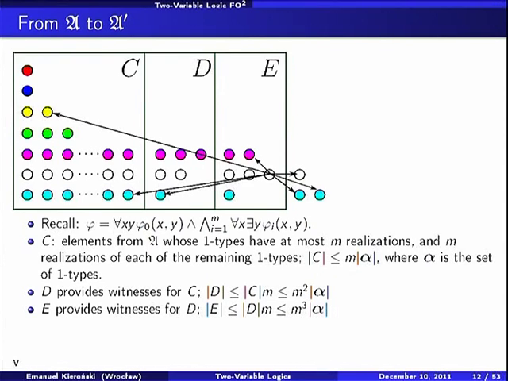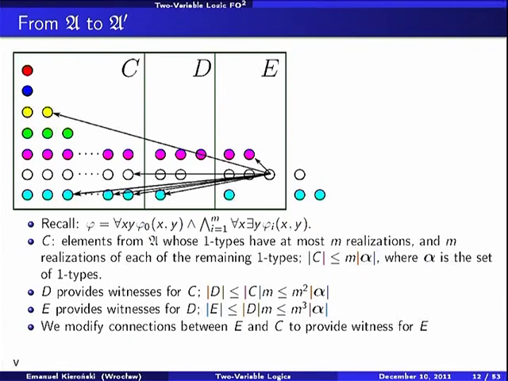Of course, the elements from E can have witnesses outside this small fragment only if these elements have types which were realized at most m times. So we can modify the connections between E and C. For example, if you consider the gray element and its gray witness, instead of using this gray witness outside C plus D plus E as a witness, we can use one of the gray elements in C as a witness, simply by copying the connection between these two gray elements to this new pair. We have enough elements in C to provide all the witnesses for elements from E, because for each element, we may require at most m witnesses.